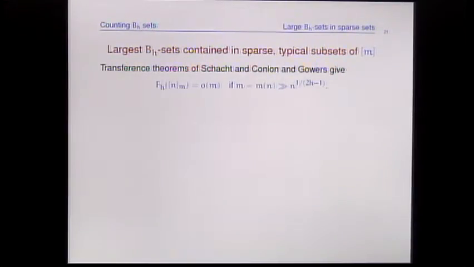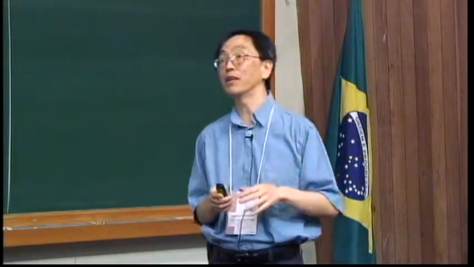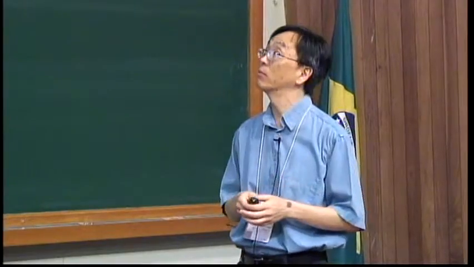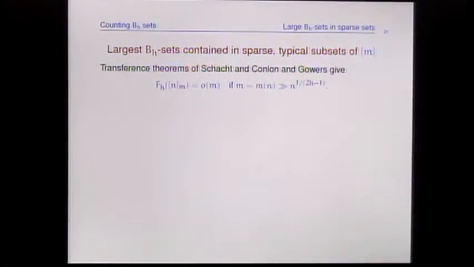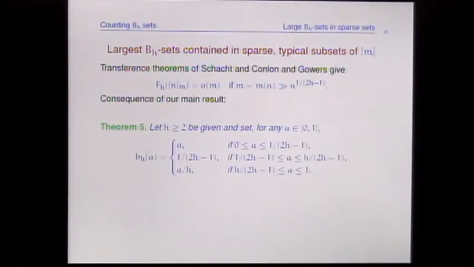So you have m, but only a small fraction of it can be put into a BH set in the typical random case. And this follows from results of Schacht and Conlon, Gowers. They have a very general method of approaching such probabilistic problems. It follows from their result that this function does change dramatically at n to the 1 over 2h minus 1. Actually, because of our bounds, we can say more.